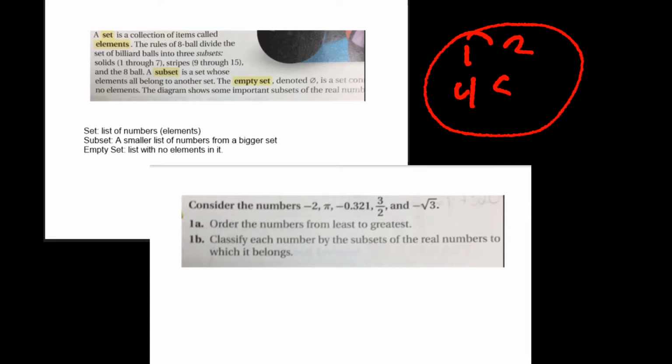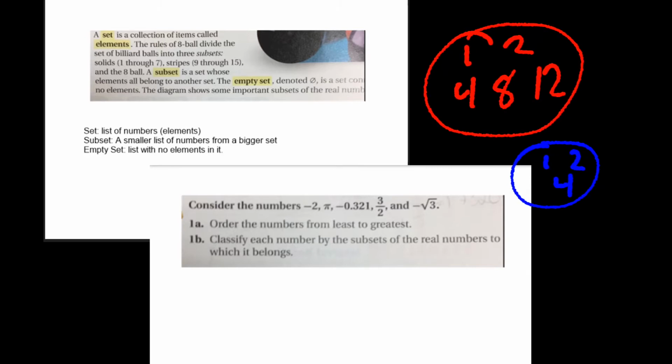So let's say that I have a set over here. Let's just say that's 1, 2, 4, 8, 12. I have a set of natural numbers here. Now, I could say, instead of having this big set right here, I'm going to make a subset. And that subset could consist of just 1, 2, and 4. It's its own little set that is part of this bigger set.